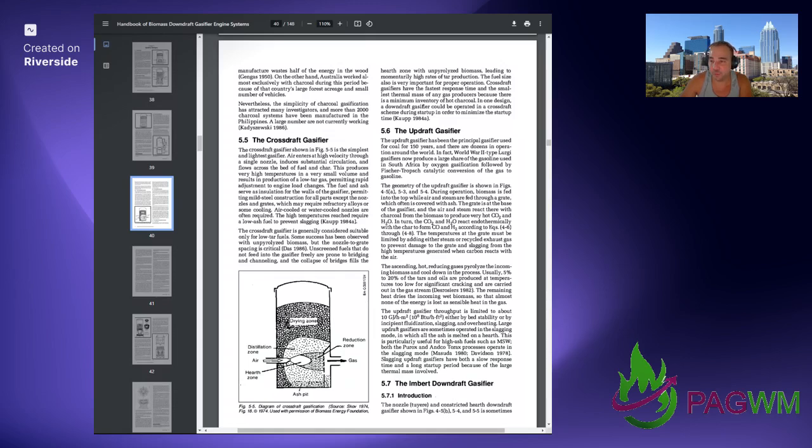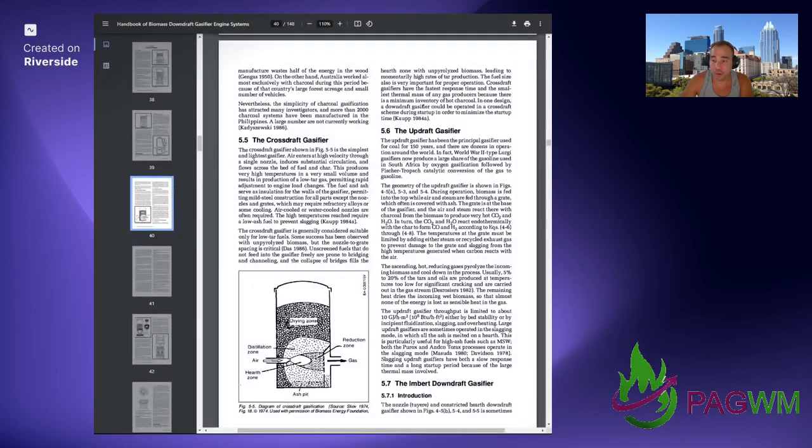5.6. The updraft gasifier. The updraft gasifier has been the principal gasifier used for coal for 150 years, and there are dozens in operation around the world. In fact, World War II type Lurgi gasifiers now produce a large share of the gasoline used in South Africa by oxygen gasification, followed by the Fischer-Tropsch catalytic conversion of the gas to gasoline. The geometry of the updraft gasifier is shown in figures 4.5, 5.3, and 5.4.